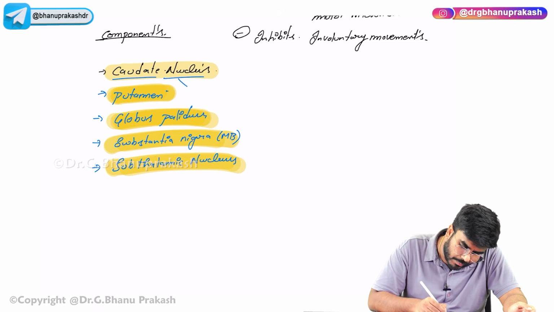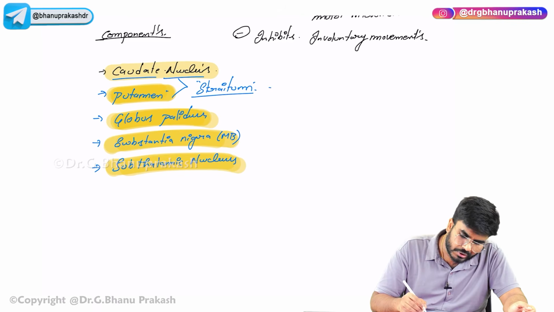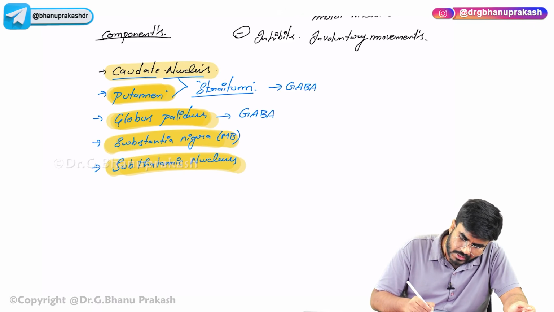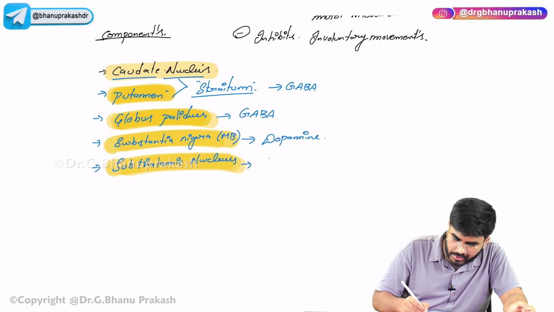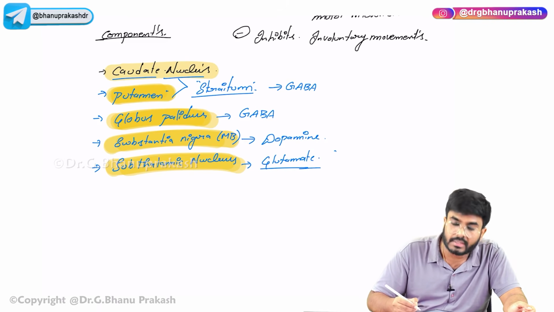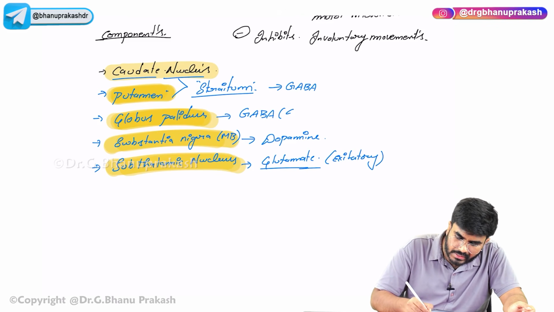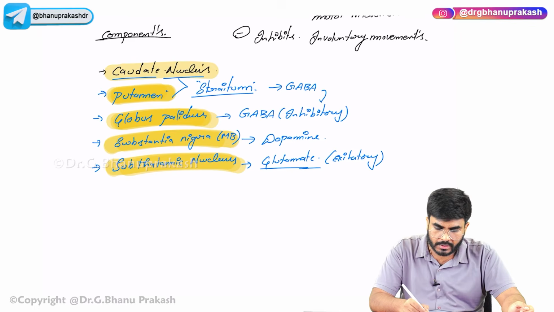This caudate nucleus and putamen together are called the striatum. Now here they will ask you the neurotransmitters. The striatum is going to produce GABA as a neurotransmitter. Globus pallidus produces GABA as a neurotransmitter. Substantia nigra produces dopamine, and subthalamic nucleus produces glutamate, an excitatory neurotransmitter in the central nervous system. GABA is an inhibitory neurotransmitter.